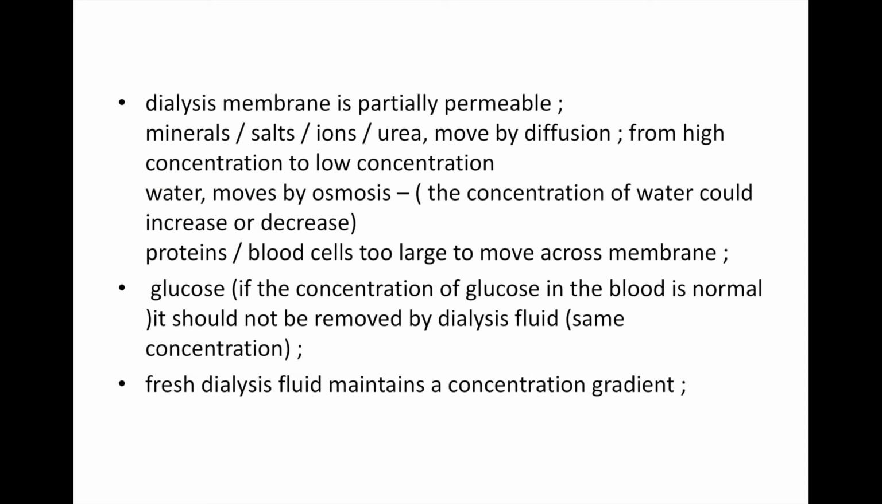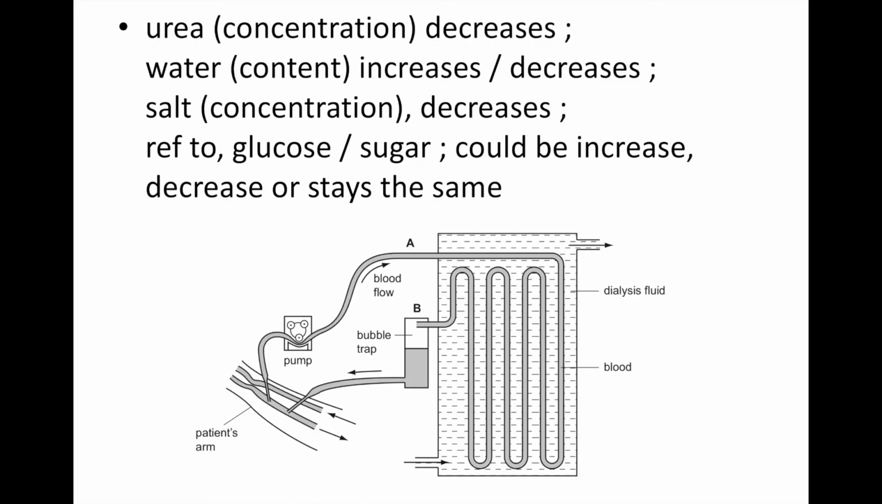And there's an important thing I want to mention. In the past paper questions, they always ask you about the concentrations that you will find in the dialysis fluid. Now, if we want to make a comparison between the patient's blood and the dialysis fluid, the urea is always going to decrease. The water might decrease or increase depending on the salt concentration of the patient. The glucose could increase or decrease, or it may stay the same.